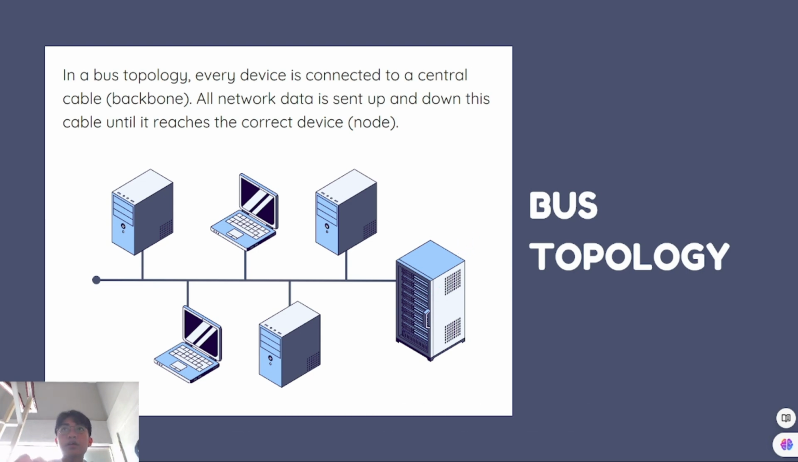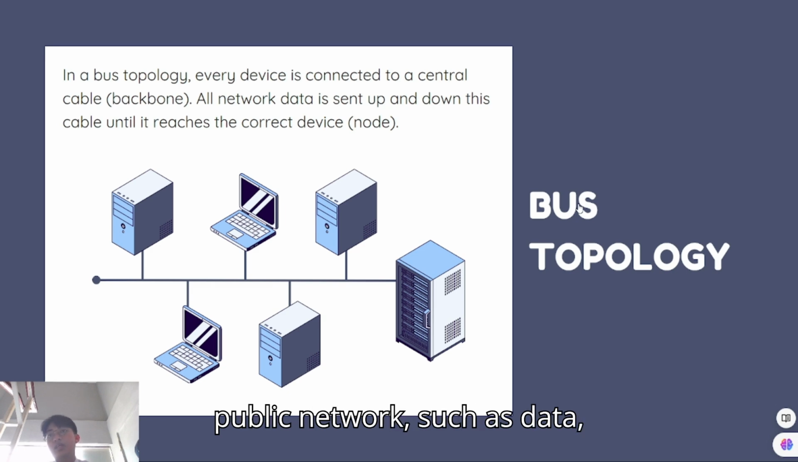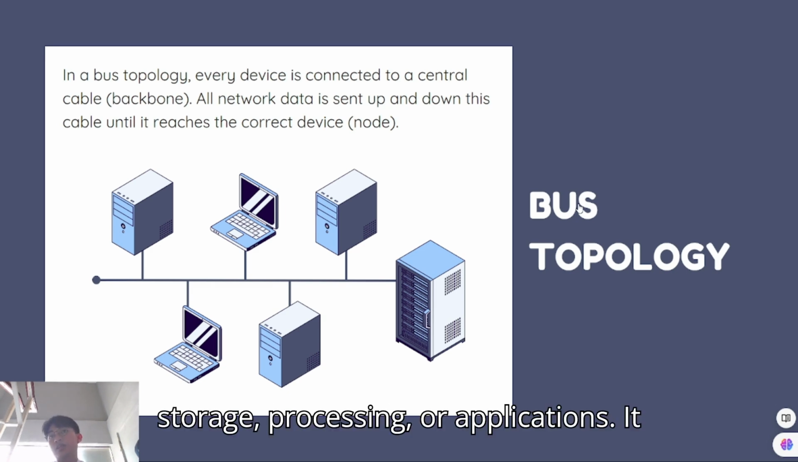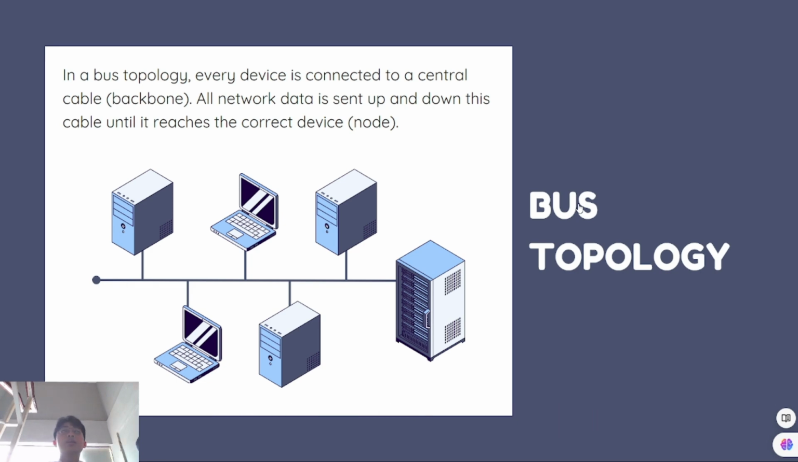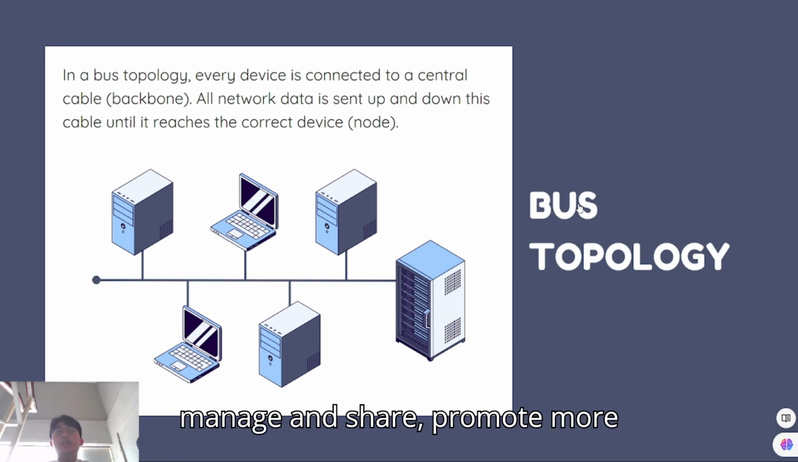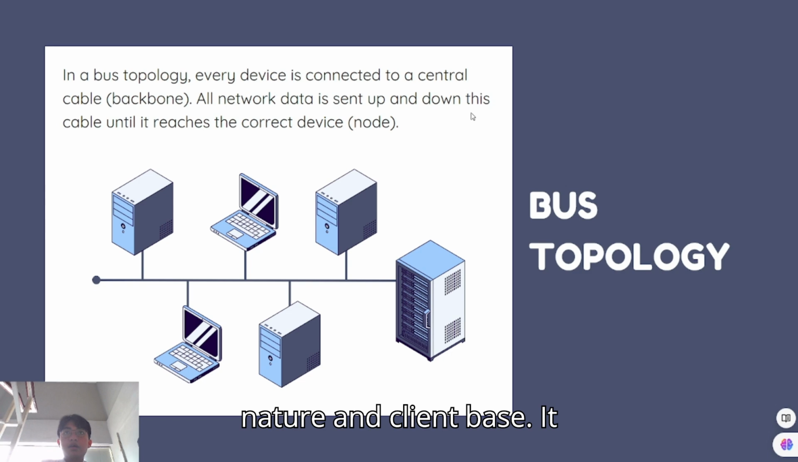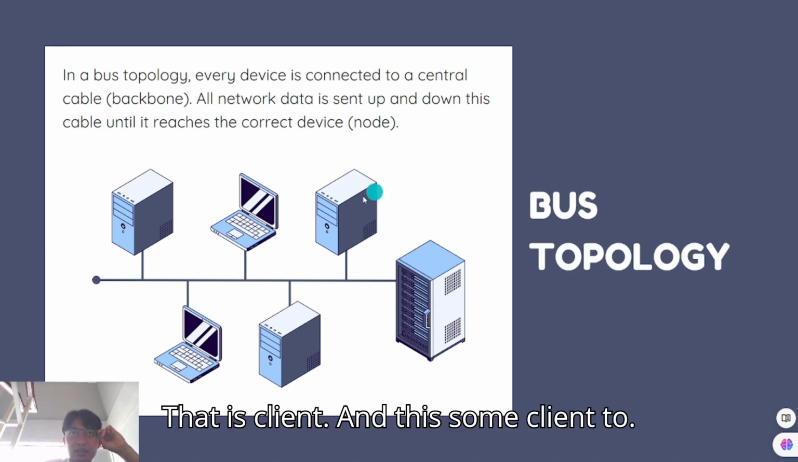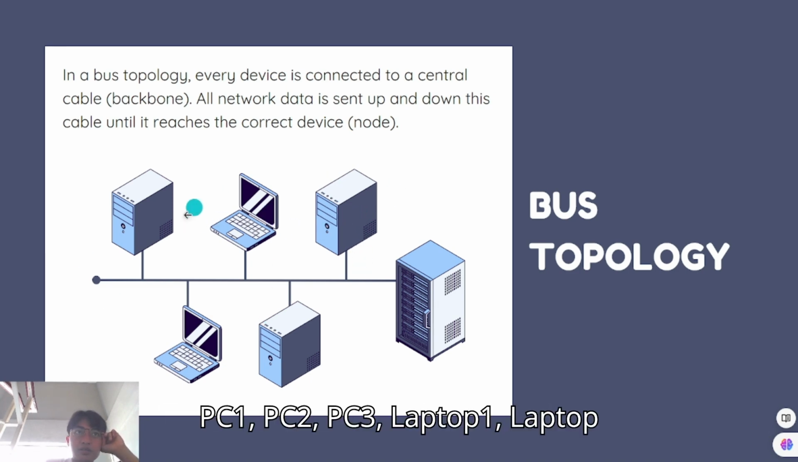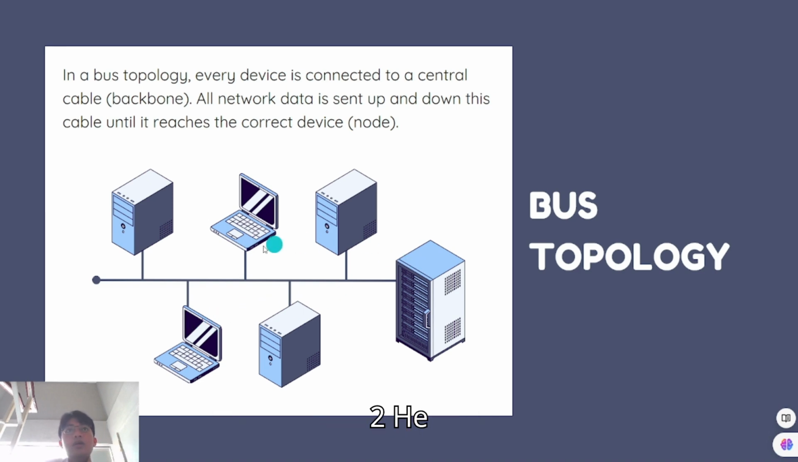What is a server? A server is a computer system that provides specific services within corporate networks, such as data storage, processing, or application systems. It is equipped with resources to manage and share performance among users or client devices. The server sends and receives data from the clients. There are some clients: PC1, PC2, PC3, laptop 1, laptop 2.